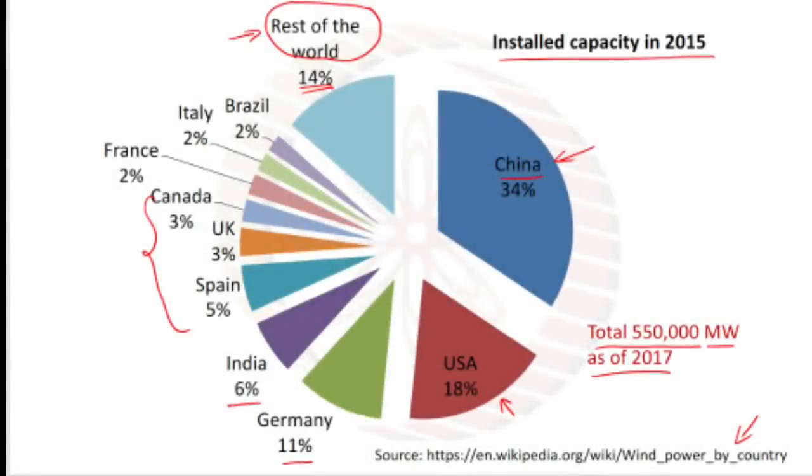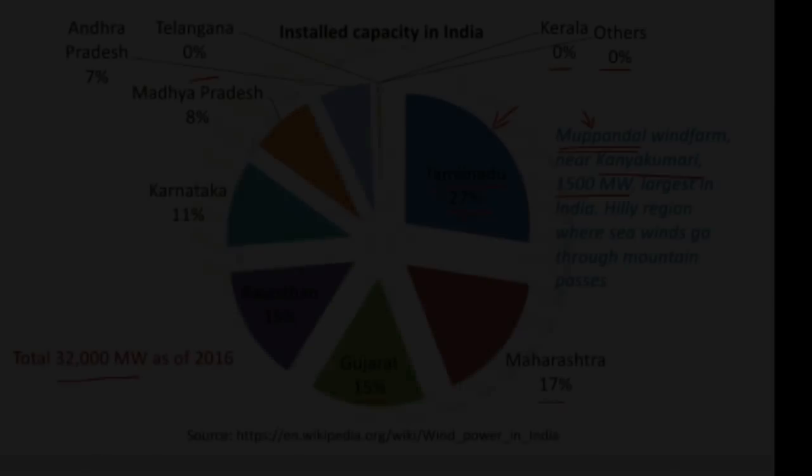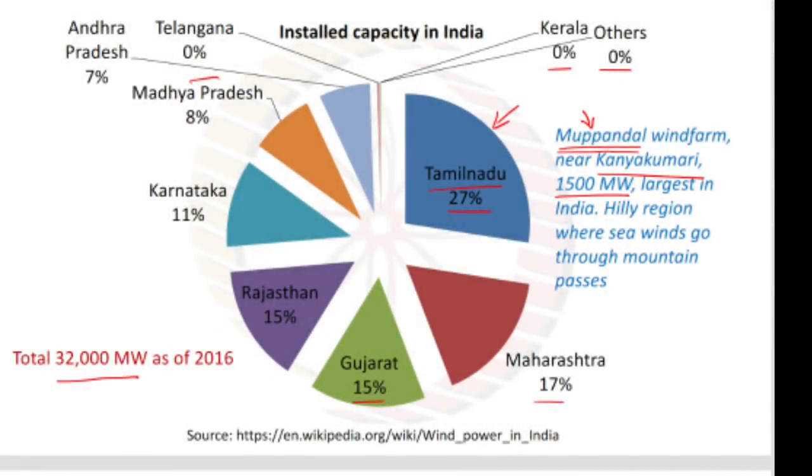Now in this graph, the installed capacity in 2015 is given all over the world, with China at the top position with 34%, USA 18%, and India only 6%, and a total of 5,50,000 megawatt as of 2017. And for installed capacity in India, Tamil Nadu is at the top position with 27%, Gujarat 15%, Rajasthan 15%, Maharashtra 17%, Karnataka 11%, Madhya Pradesh 88%, Telangana 0%, Andhra Pradesh 7%.